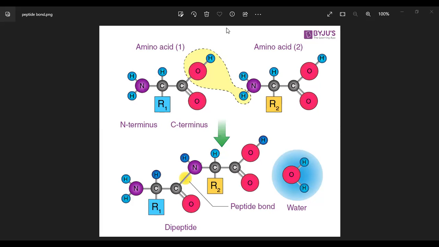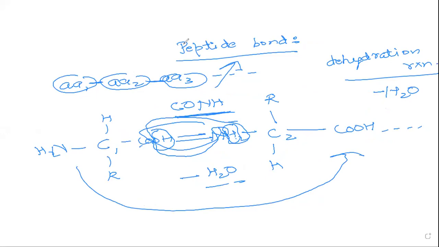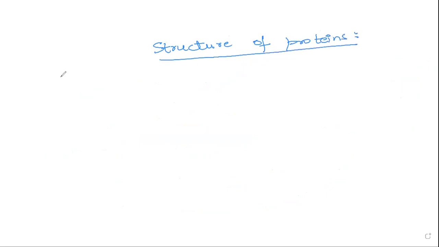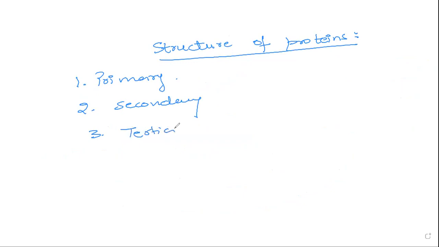So now coming back to our topic, we have covered amino acid, we have covered peptide bonds. Now let's start with the configuration or the structure of proteins. The proteins can be classified into four major structures. That is the primary structure, we have secondary structure, we have tertiary structure, and then we have a quaternary structure.